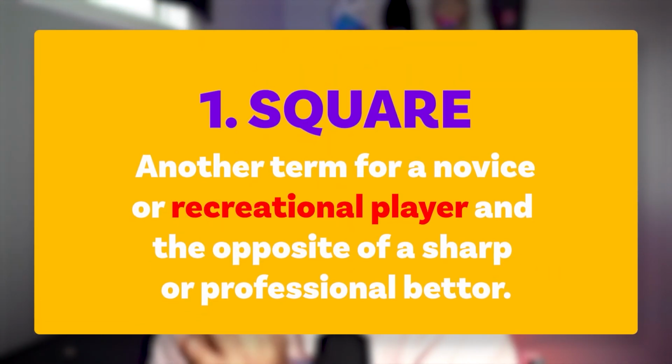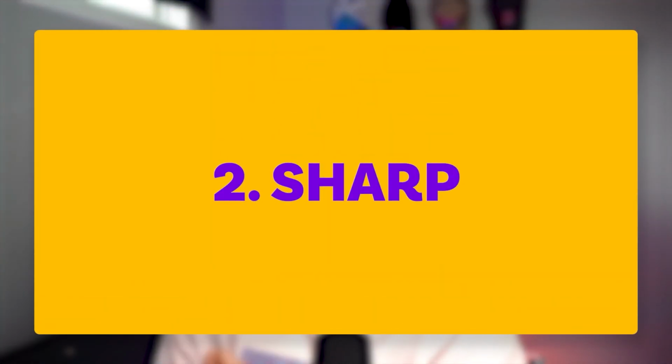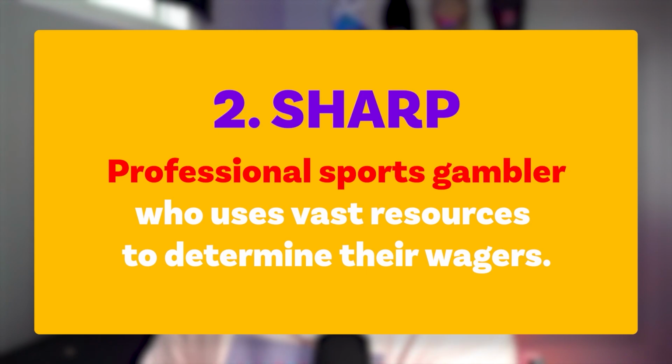We have 2 types of bettors. We have a square bettor and a sharp. A square bettor is simply a novice or recreational player and the opposite of a sharp. Sharp money or a sharp is just a professional sports bettor. Books have labeled certain bettors based on their winning track record.